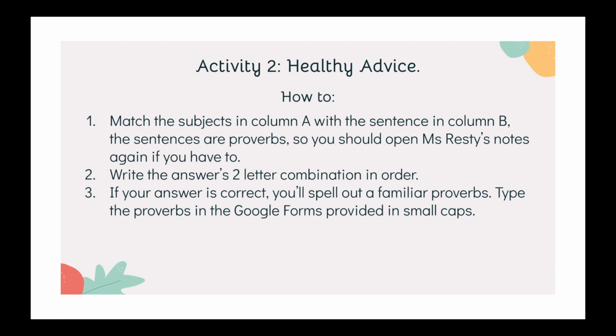So for example, number 1 is AN, and then number 2 is AP. This is just an example, I haven't checked the answer yet. AN, AP, so you write all of them in order. If your answer is correct, you'll spell out a familiar proverb. Type the proverb in the Google Forms in small caps. You don't need any full stop. Just write what you see in there.